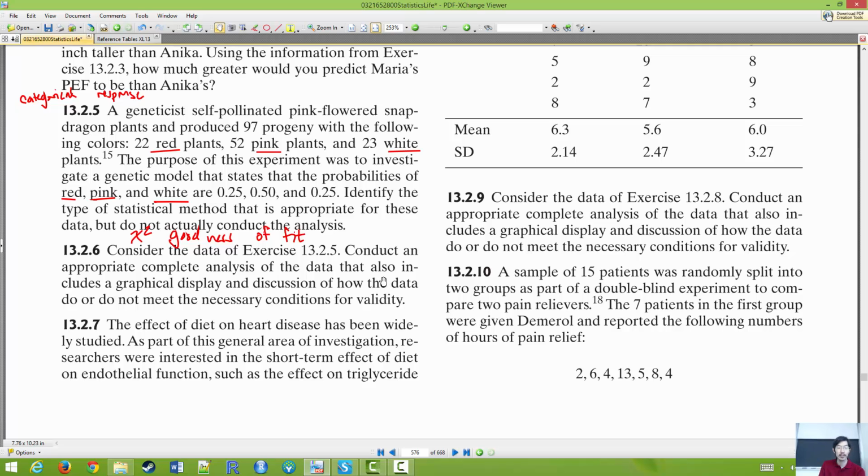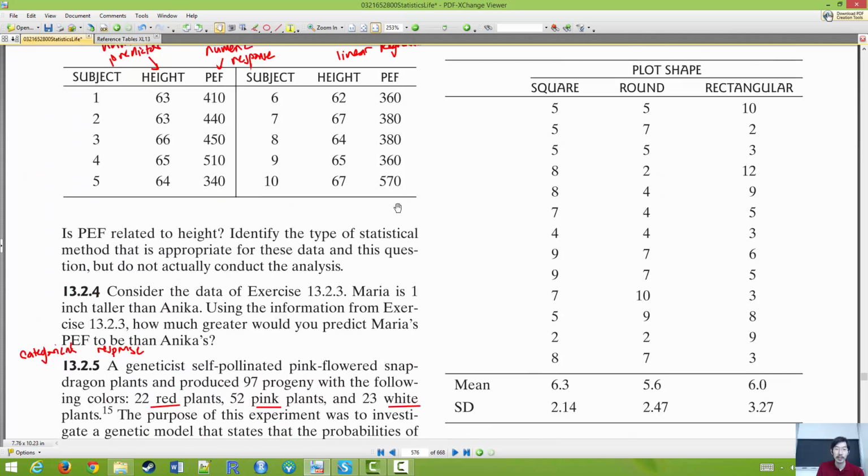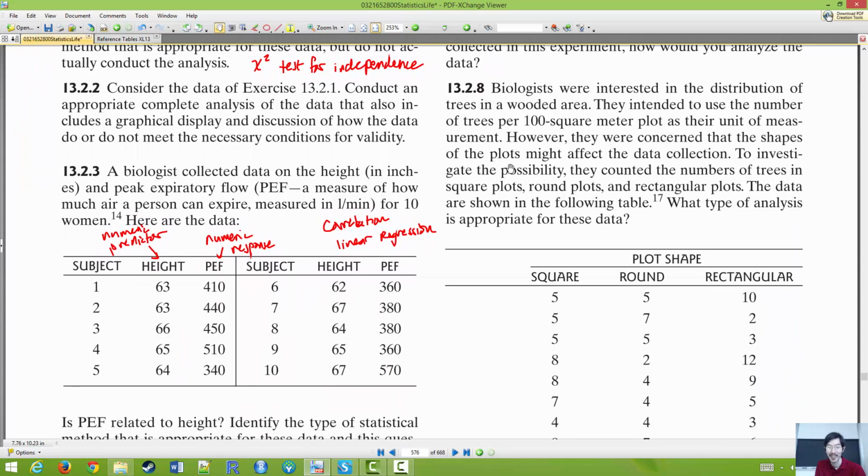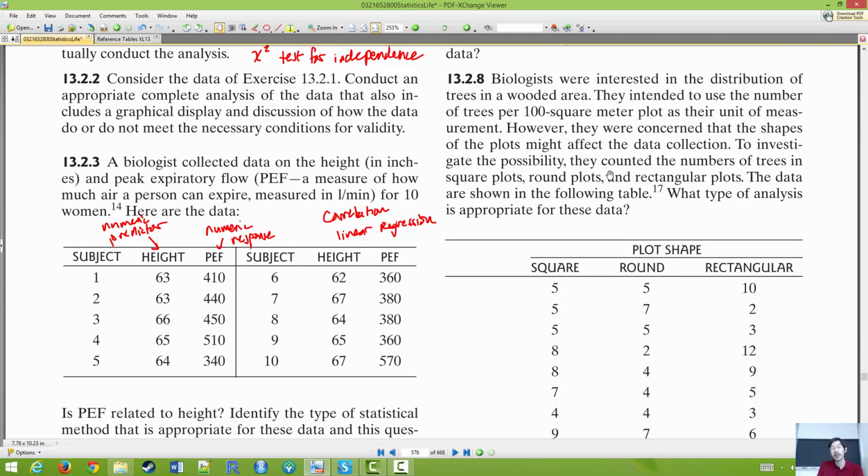All right, 13.2.7 goes on and it says, the effect of diet on heart disease has been widely studied. Oh, you know what, this one they made more complicated than it needs to be. Okay, so let's just skip that one. 13.2.8, okay. Here it says, biologists were interested in the distribution of trees in a wooded area. They intend to use the number of trees per 100 square meter plot as their unit of measurement. However, they were concerned that the shapes of the plots might affect the data collection. To investigate this possibility, they counted the number of trees in square plots, round plots, and rectangular plots. The data are shown in the following table.